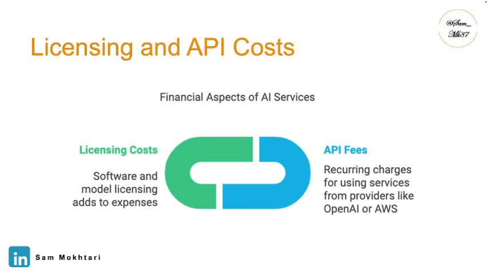Another cost factor is licensing and API cost. Many organizations usually rely on APIs from providers like OpenAI, AWS, or Azure to access generative AI models. These APIs offer convenience, but at the same time, they come with recurring fees, which can add up over time. Licensing costs for commercial software or frameworks also need to be considered, especially for businesses that rely on specialized tools or commercial models.